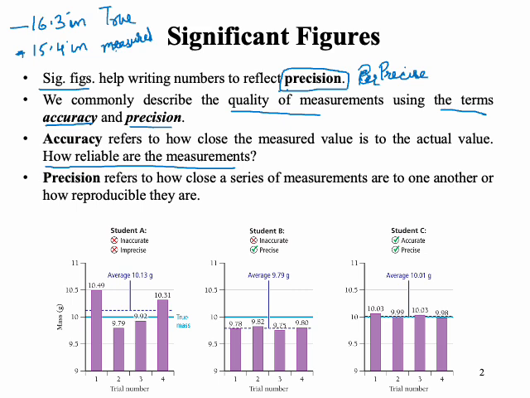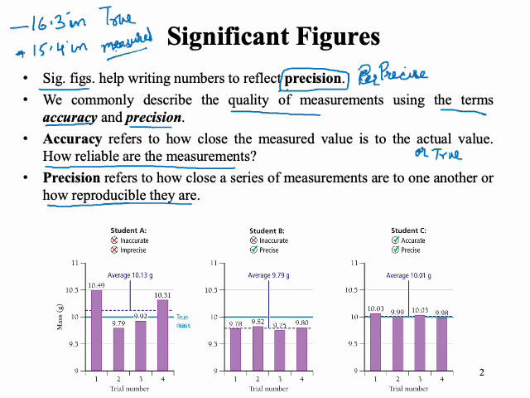If it is close, then it is an accurate measurement, but if I measured a value different from the true value or the actual value, that means my measurement is not accurate. So accuracy refers to how close the measured value is to the actual value, or you can say the true value. Precision, on the other hand, refers to how close a series of measurements are to one another, which means how reproducible my measurements are.